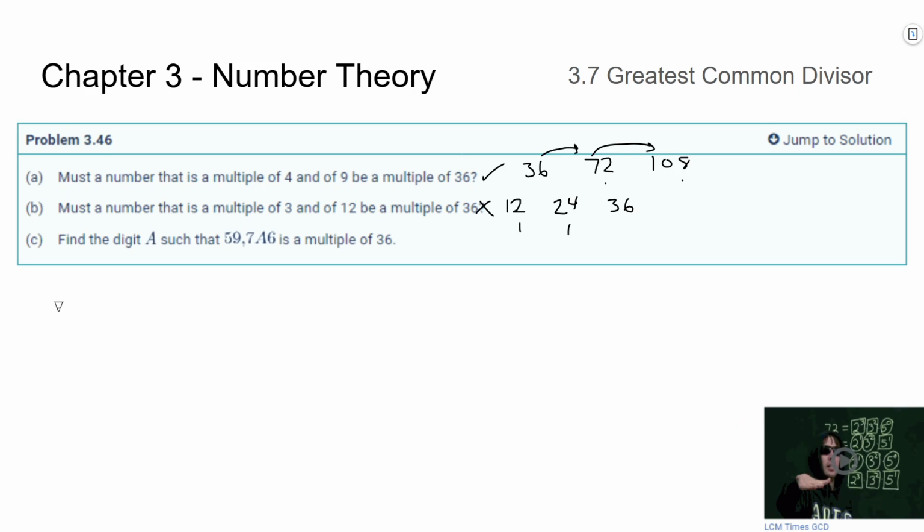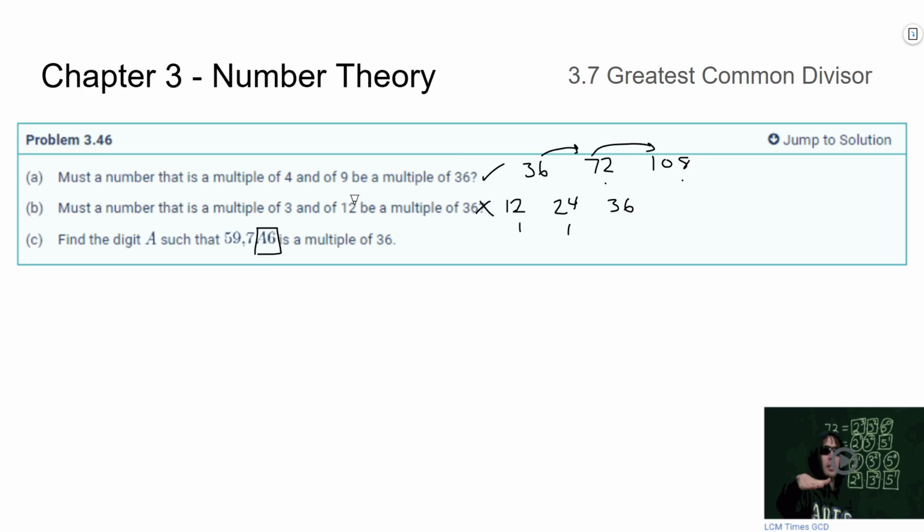Okay, and find a digit A such that 597A6 is a multiple of 36. Okay, so this one's interesting. We haven't really discussed this yet, but in order for it to be a multiple of 36, we know that it has to be both a multiple of 4 and 9. So we can do our divisibility test for 4 and 9 and make this such that it will be a multiple of both 4 and 9. So how do we make it a multiple of 4? Well, the last two digits have to be a multiple of 4.